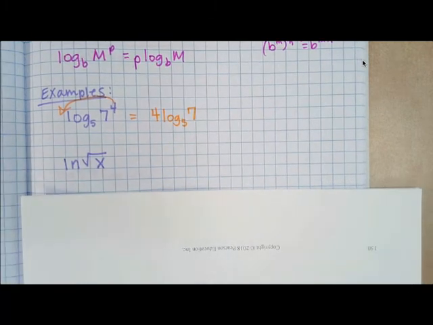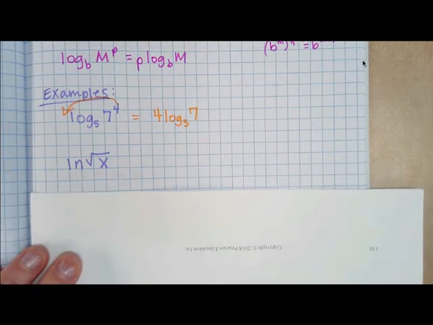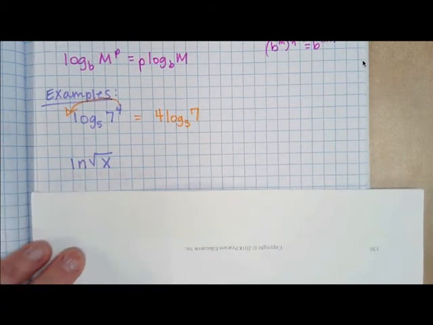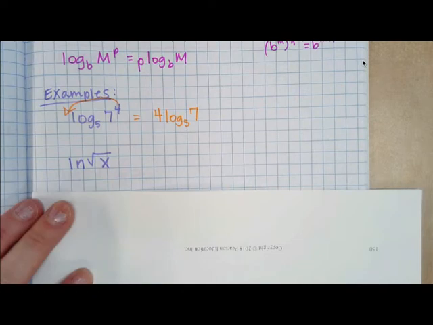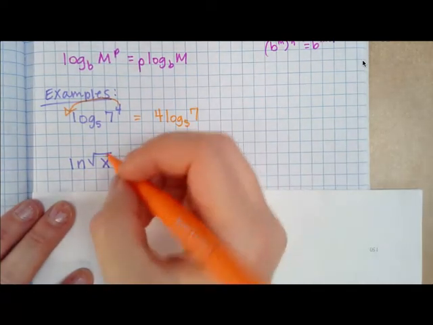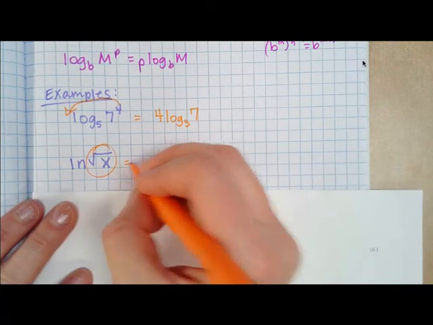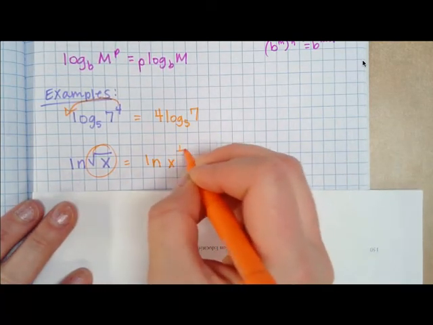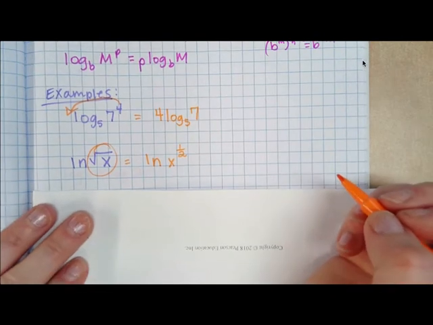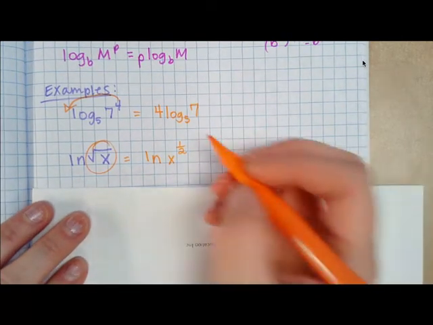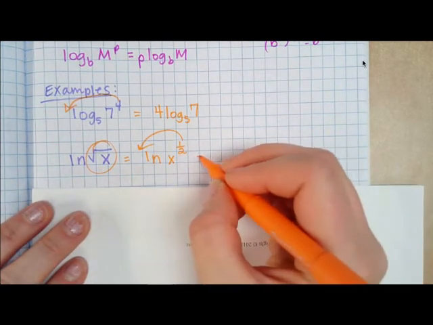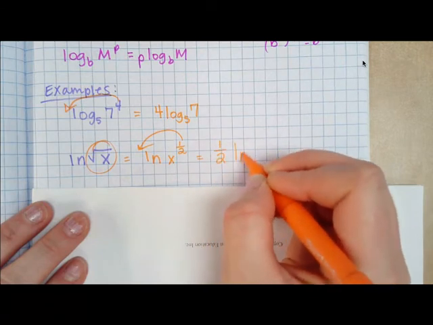ln of x to the square root of x. So we need to rewrite this so it has an exponent instead of that square root. So we can rewrite the square root of x as x to the half power, which then you can take that up front. Half ln x.